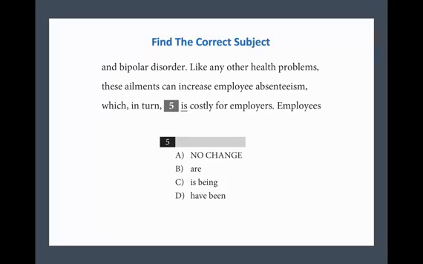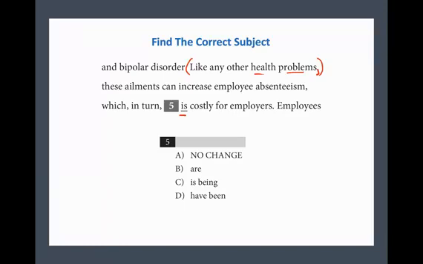All right, let's take a closer look at this problem. Like any other health problems, these ailments can increase employee absenteeism, which in turn is costly for employers. What's tricky in this sentence is the underlined verb is. Something is costly for employers. What I need to do now is go back into my sentence and ask myself, what is costly? Okay, is it health problems? No, because this, once again, is part of an introduction before the real sentence or the main sentence even begins. So I can block this off.